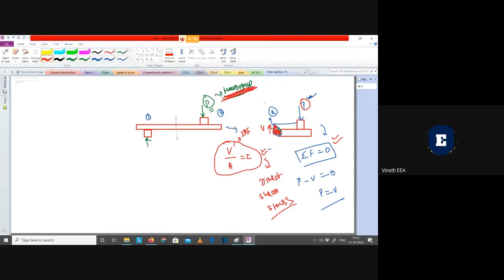There is one more shear stress called torsional shear stress, that we will be discussing separately in the torsion chapter.